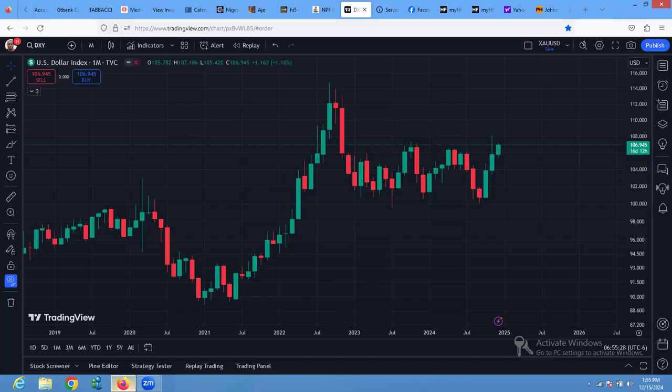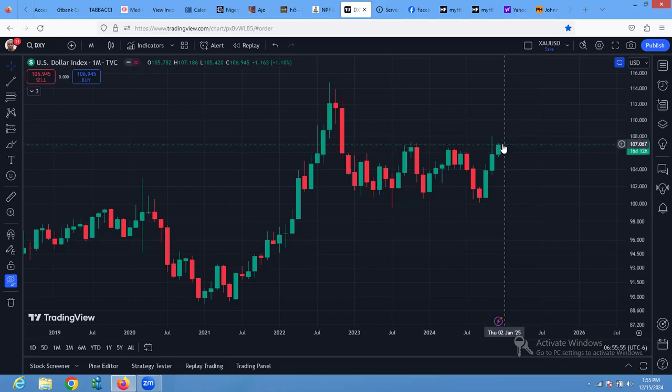I want to take a look again at DXY and gold. It's majorly on gold, but just to take a short look at DXY. Now, we believe that this to the upside will mark the end of the move of DXY, or the dollar being strengthened. But there are three possibilities that we had considered.